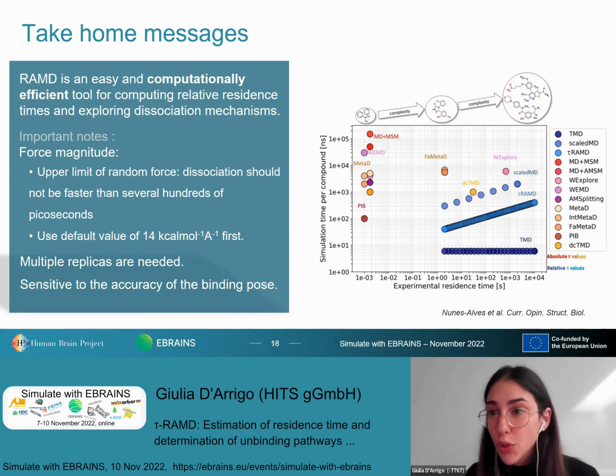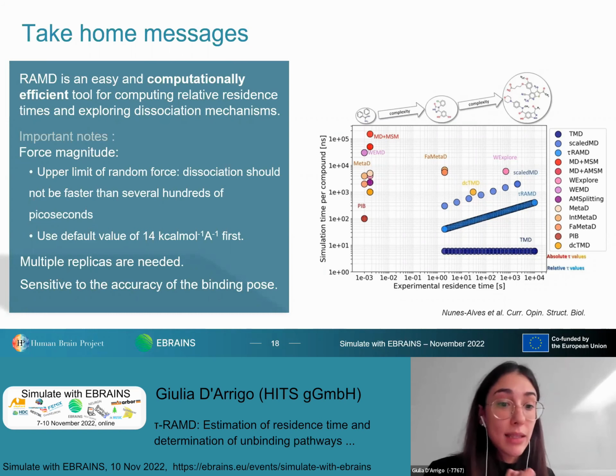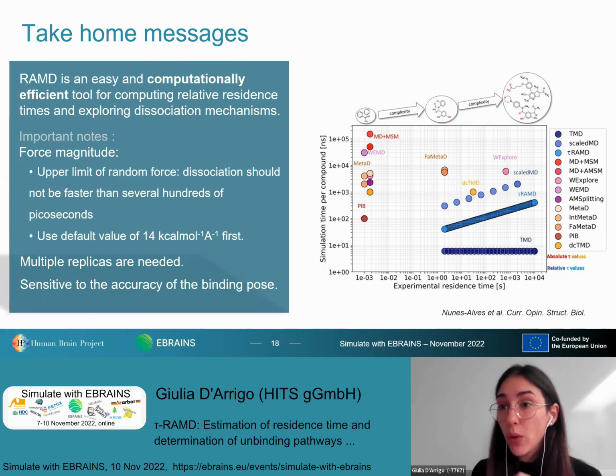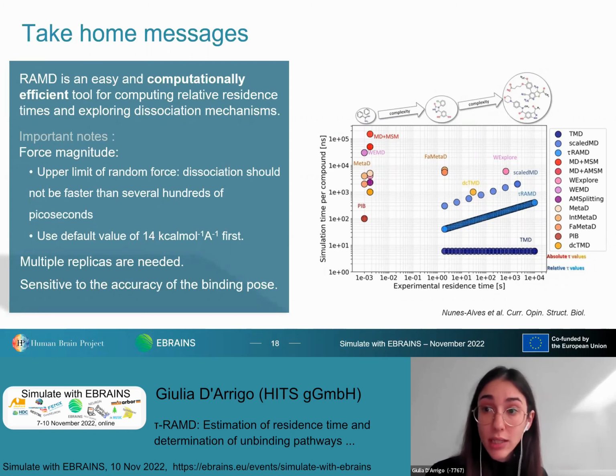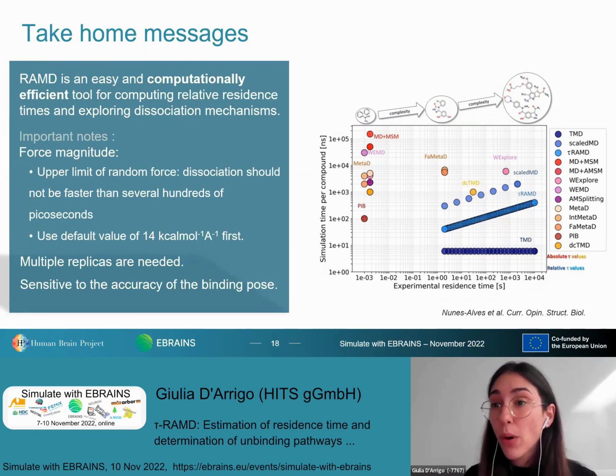And then another 2 important points that I want to stress is that multiple replicas are needed, because we really need to make sure that we have sampled our bound state enough, because TARMD is sensitive to the quality and accuracy of the bound state. This is in particular important if you start from a docking structure, because in this case you need to equilibrate more and really make sure that you have sampled enough and equilibrated well.